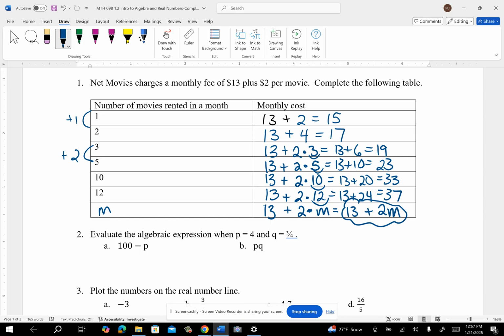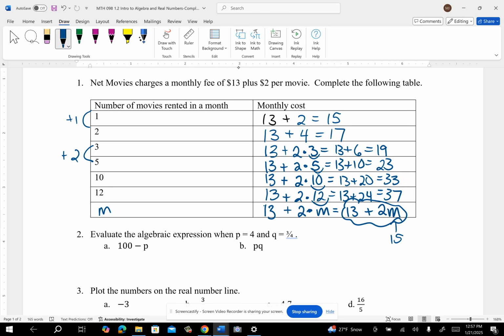So if somebody came in and they rented 15 movies, then I could just put 15 right here. I wouldn't have to think about the context. I could just do 13 plus 2 times 15, 13 plus 30 to get my answer. I wouldn't have to think through the words of the problem to get there. But see, that 13 plus 2M, that M just stood for how many movies.